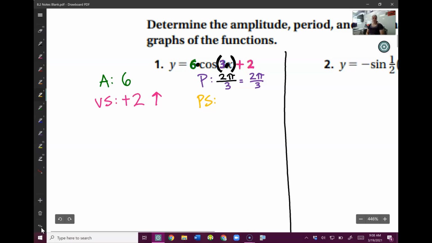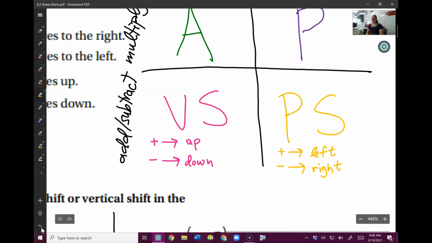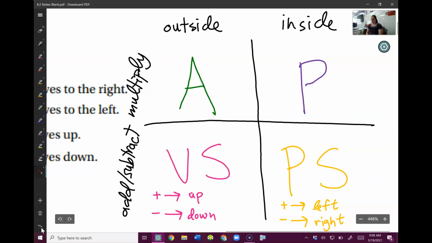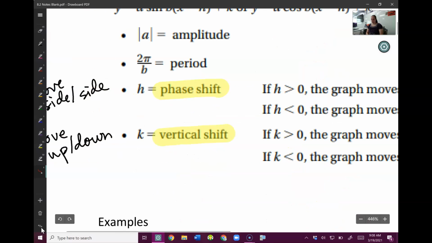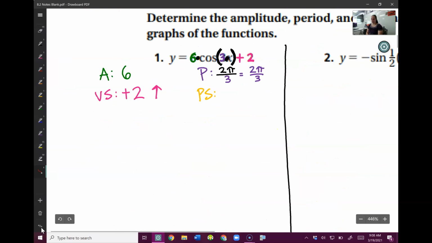Okay, last one, phase shift. So come up here. Our phase shift is adding or subtracting on the inside of our parentheses. So I come over here and I go inside my parentheses. I am not adding or subtracting anything on the inside of my parentheses. So I'm just going to put none. Now, we will graph this, but we're going to do that in a later video. I just want you for now to practice finding all of these from your equation.